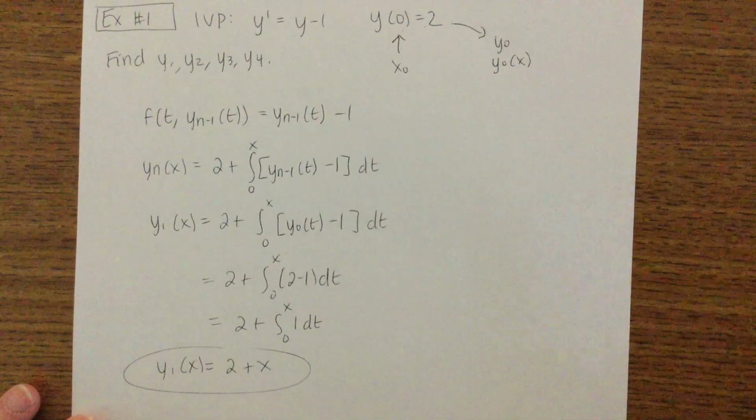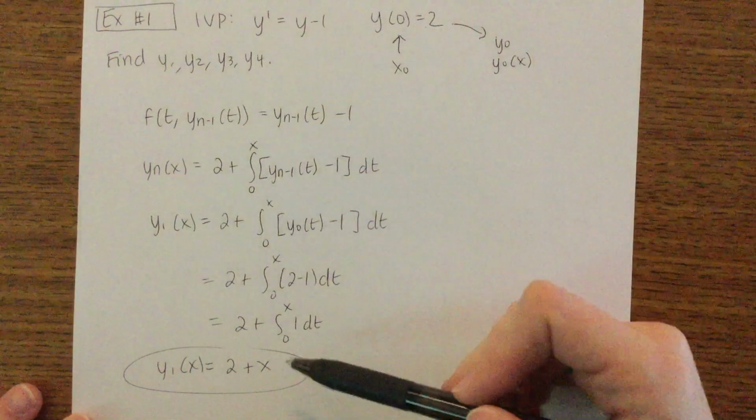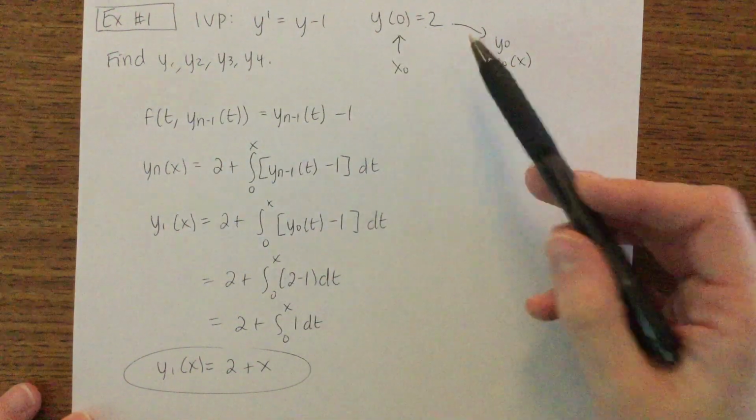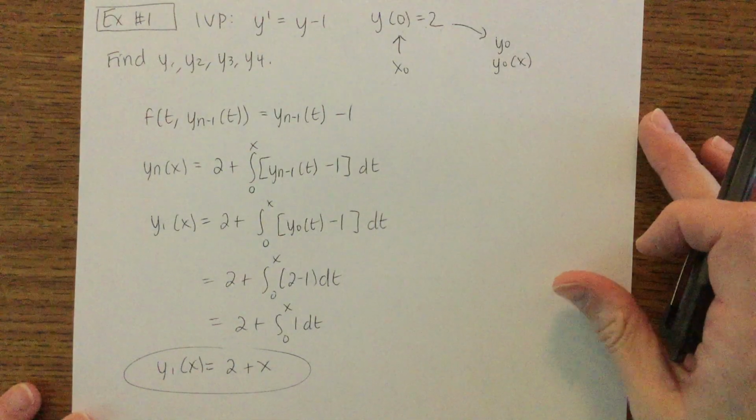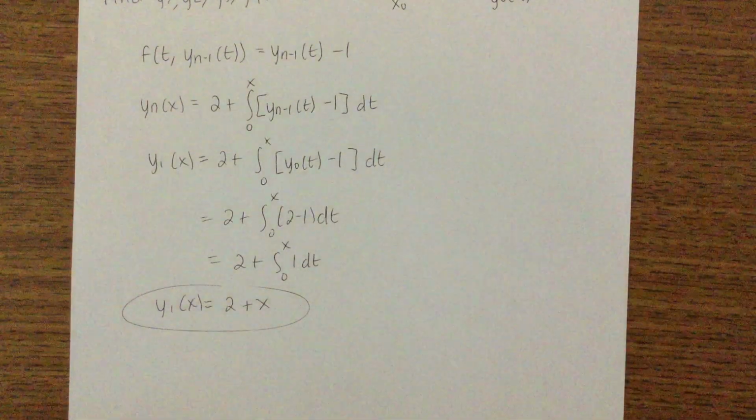Okay, so again, the idea, we initially guessed that the solution is 2. Now we have a solution of 2 plus x, which is a little bit better than our initial guess. If we find y2, that'll be an even better solution, or an even closer solution.